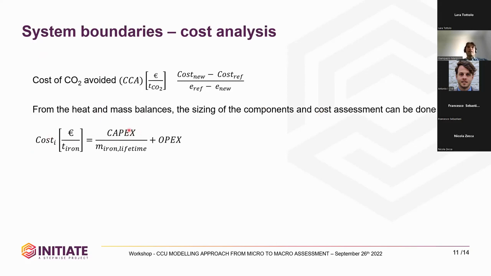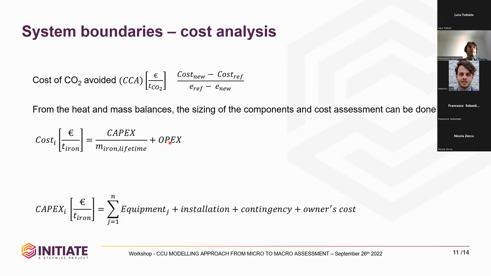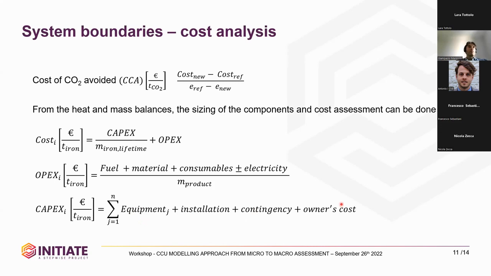As an example, the cost of the component is the sum of all the capital expenditure over the lifetime of the plant divided by the product over the lifetime, plus operating expenditure. CAPEX is calculated as a sum of the equipment, so all the pieces of equipment you have to purchase, reactors, heat exchangers, compressors and so on. And then you have to add all the costs related to installations, contingency, and other costs. While the OPEX is the sum of fuel, material, consumables, plus or minus electricity, because you can even sell more electricity than the one you purchase, so this becomes negative, and have some income from it per unit of product.